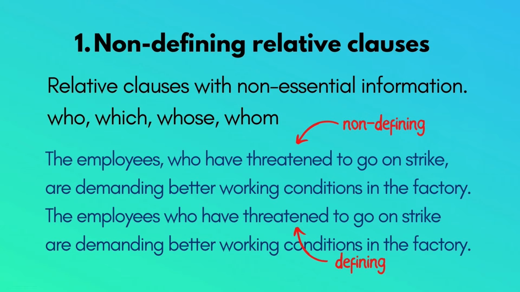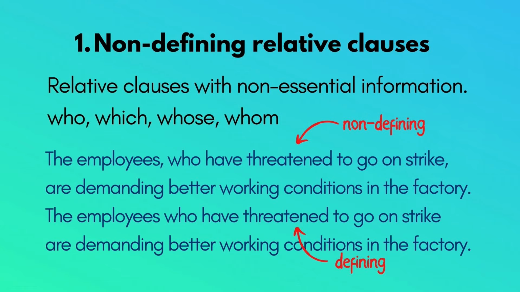So that second sentence would be read differently. There would be no pause when we read it. So the employees who have threatened to go on strike are demanding better working conditions in the factory. But the most important difference is that the relative clause is defining who the employees are. So it's essential information for this sentence. It's a different sentence. So that second sentence, the employees who have threatened to go on strike, only the employees who have threatened to go on strike, not the other employees. There are other employees who have not threatened to go on strike, but the employees who have threatened to go on strike are demanding better working conditions in the factory.